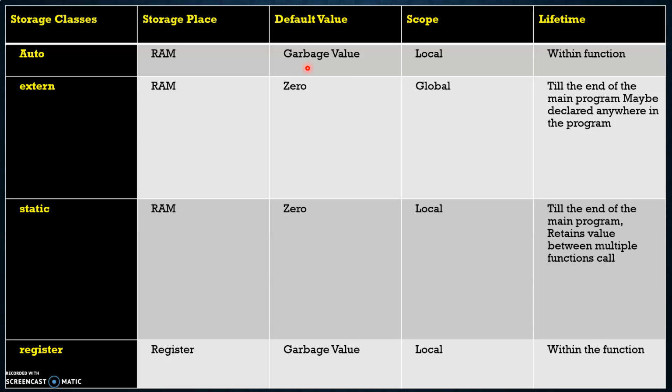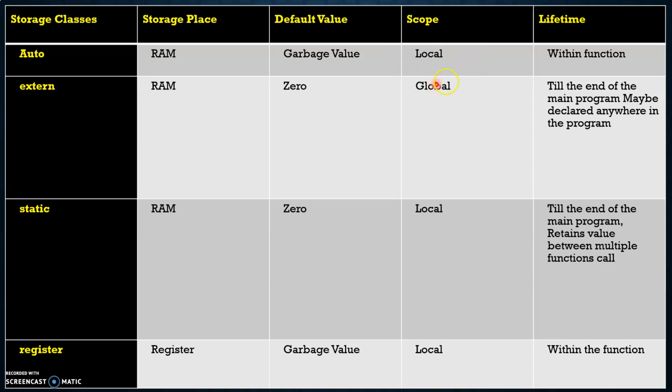Suppose you are taking a variable s denoting sum, and you are doing a problem which is addition of two numbers, that means a plus b. Generally we initialize the value of sum as 0. If I don't initialize the value of sum as 0, then it will automatically take a garbage value. This is called an automatic variable or automatic storage class.